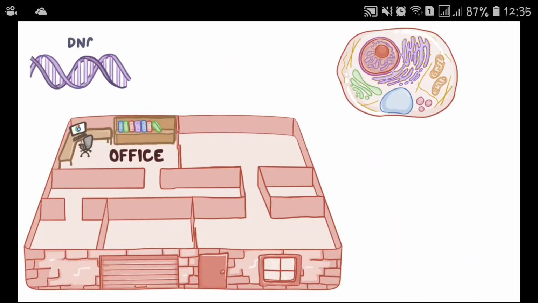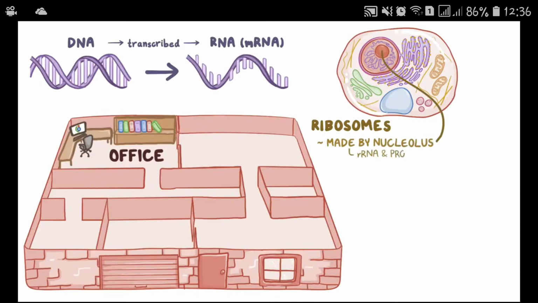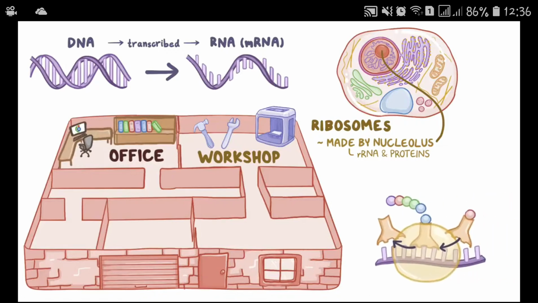Now, to make a protein, the DNA of a particular gene has to be transcribed or copied over into RNA, specifically messenger RNA or mRNA. Special structures inside the cell, called ribosomes, can then use the mRNA copies to produce proteins. The ribosomes are made by a structure within the nucleus called the nucleolus, out of ribosomal RNA or rRNA and proteins. They're like the workshop of our cell apartment, with mini 3D printers, printing up various spare parts or tools for the apartment, which is the analogy for protein synthesis.